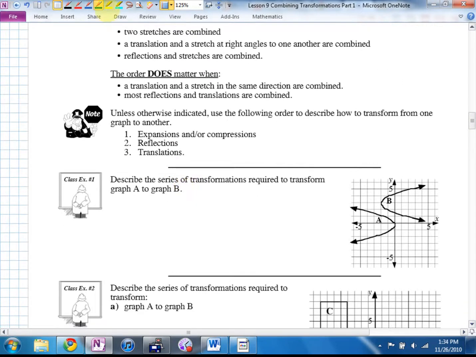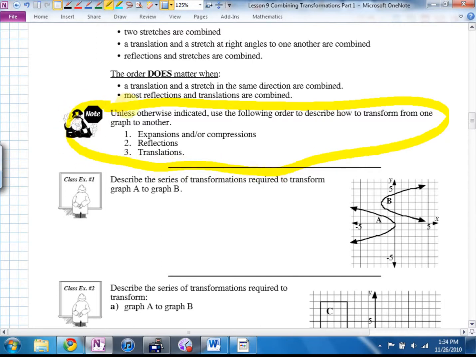Here is the order that we are always going to do things. We are always going to go expansions, compressions, reflections or flips, and then translations or slides. You can see it's ERS or ERT. It's alphabetical if you're looking for an easy way to remember the order. Expansions, compressions, reflections, slides. Always that order.